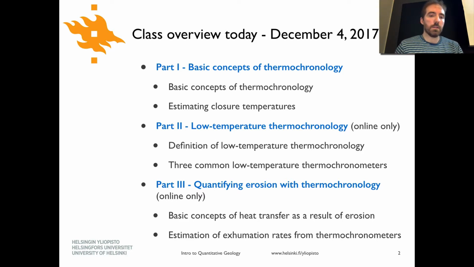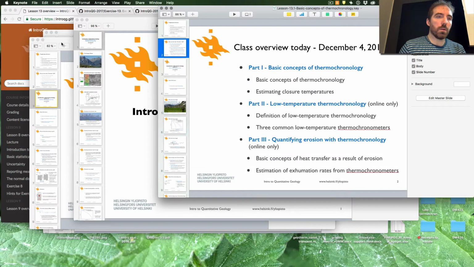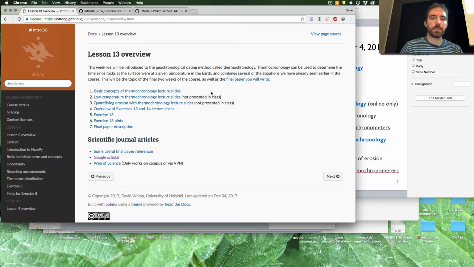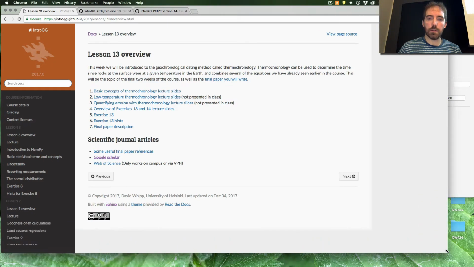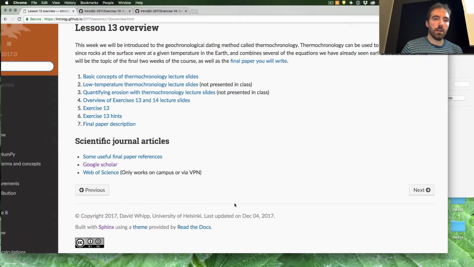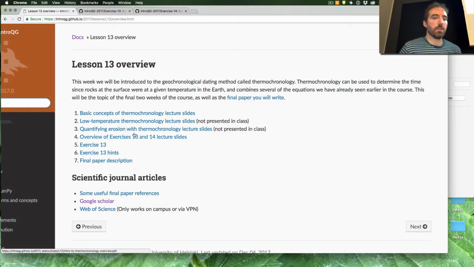So yeah, this is the overview. I just want to go to the course page for a second, for a couple of reasons. One is just to show you the overview for the lesson today. What we will go through is this basic concepts of thermochronology lesson. I'm not assuming that you know anything about what a thermochronometer is. So we'll introduce that idea and how those can be used to study tectonics and erosional processes.